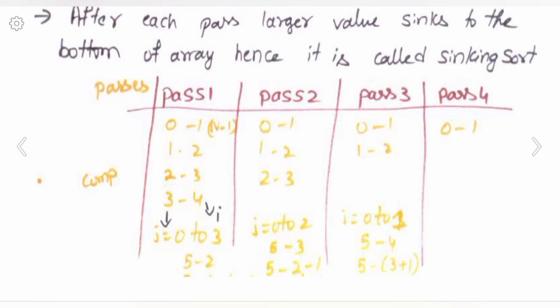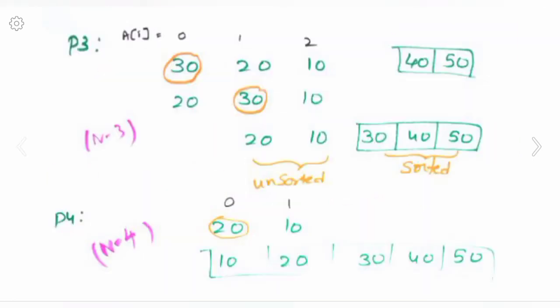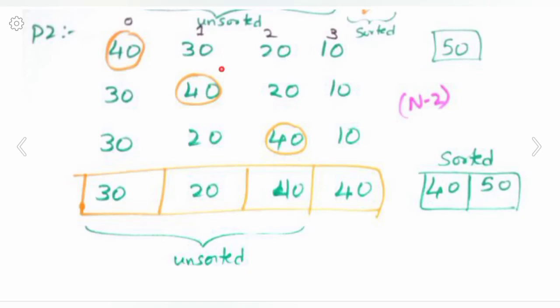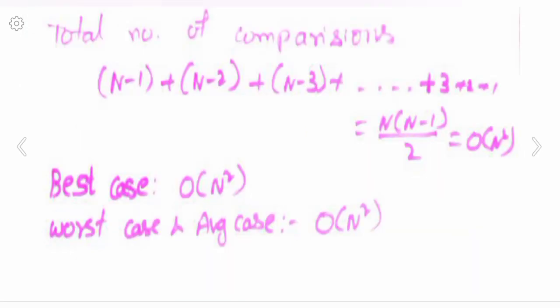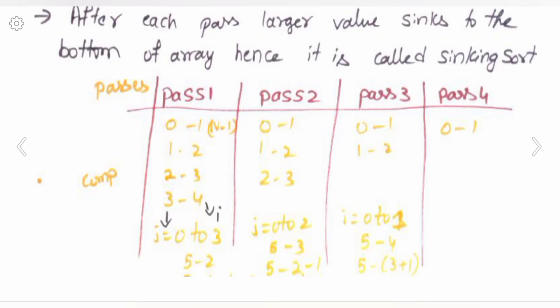Okay. So similarly in pass 2 also we are comparing the 0th index element with the first index element, the first one with the second index, and the second one with the third index element. The total number of comparisons is 3. Right. So similarly for the remaining passes we have calculated here.